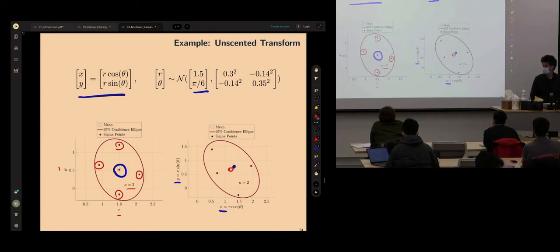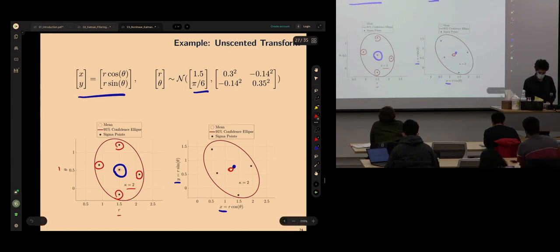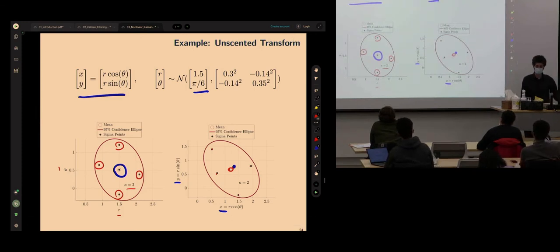So you get different results as a result of this process of deterministic sampling. And the way these points around the covariance are distributed, you can also see. And this ellipsoid is a 95% confidence region.